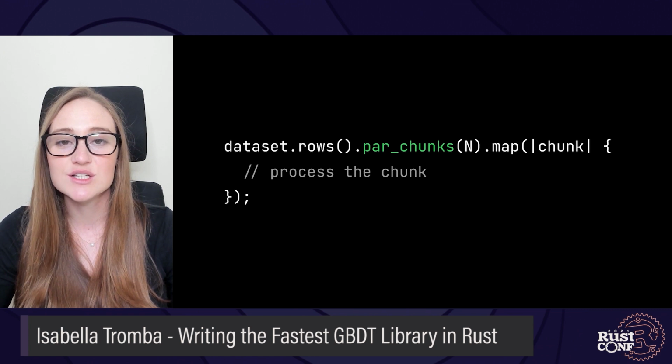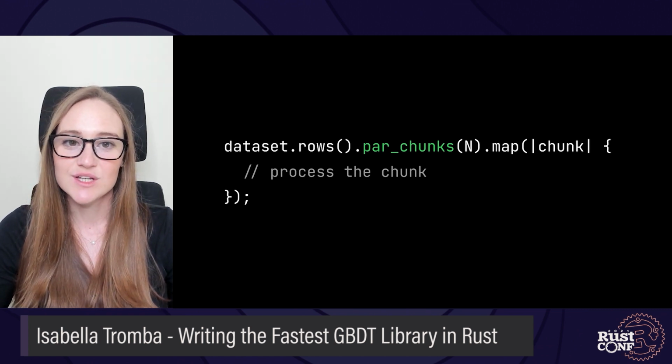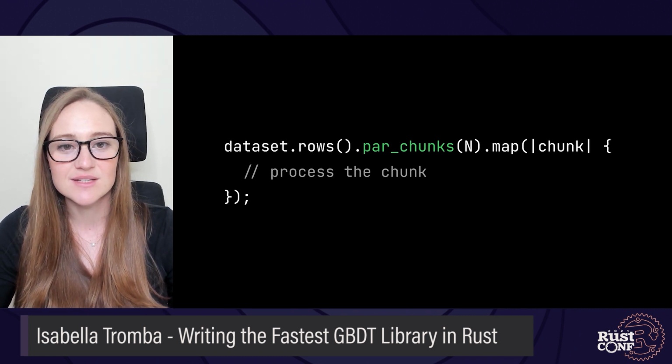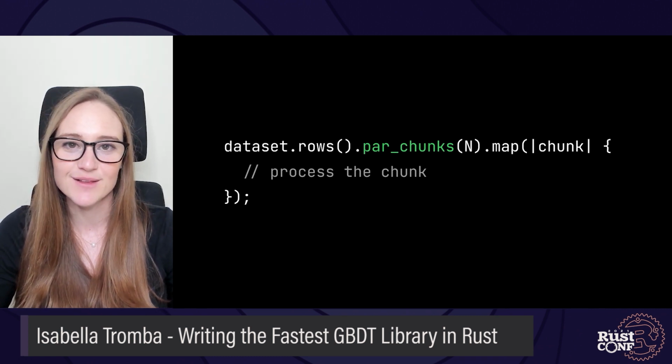Distributing the work across rows is super easy with Rayon as well. We can just use the combinator par_chunks. Rayon has a lot of other high-level combinators that make it easy to express complex parallel computations.